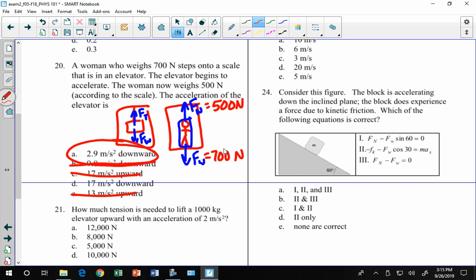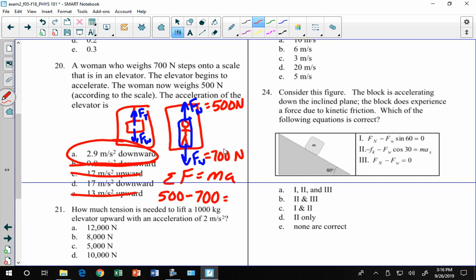So what I've done is I've drawn the free body diagram. Hopefully on an exam you get to stop there. It's like, I know the answer is A. I'm just going to move on. But I draw the free body diagram. I'm going to apply Newton's second law, which is just the sum of the forces equals m times a. The sum of the forces is 500 minus 700 equals the mass.